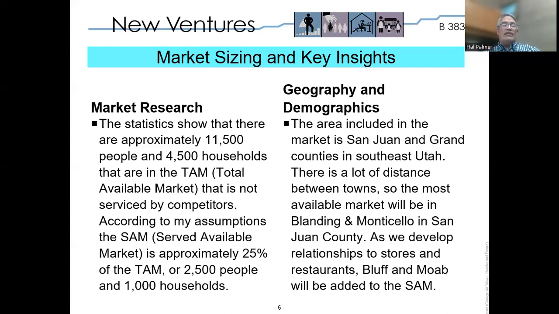There's about 4,500 households in this area, total available market. And this area is not serviced by competitors of vine ripened tomatoes and cucumbers. According to my assumptions, though, the served available market is approximately 25% of the TAM, or 2,500 people and 1,000 households.